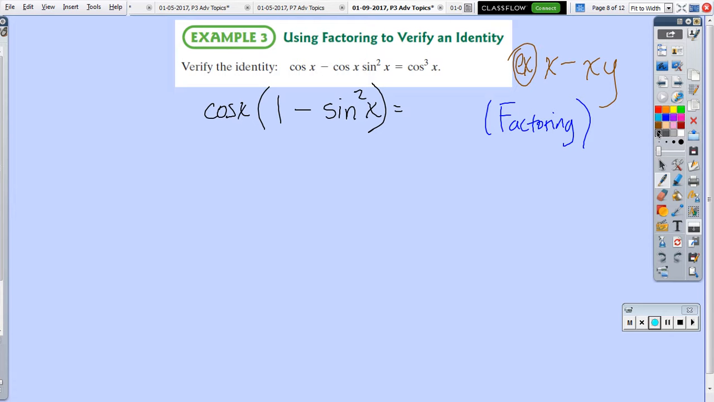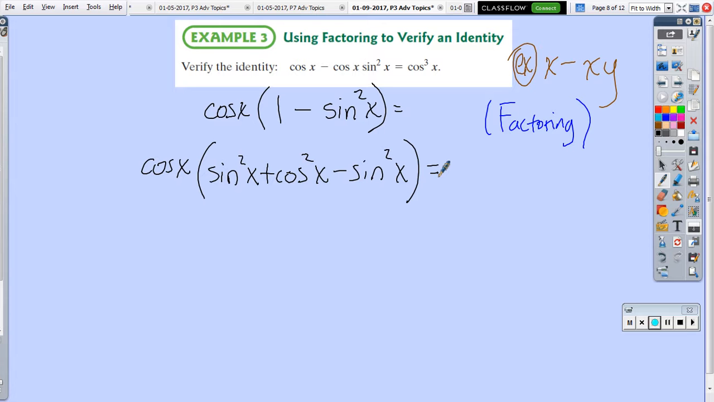So some of you still can't see it. At least one of you still can't see it, so I'm going to show it to you. According to the Pythagorean identity, 1 is equal to the sine squared of x plus cosine squared of x. So I'm going to substitute that for 1. This is justified by the Pythagorean identity.